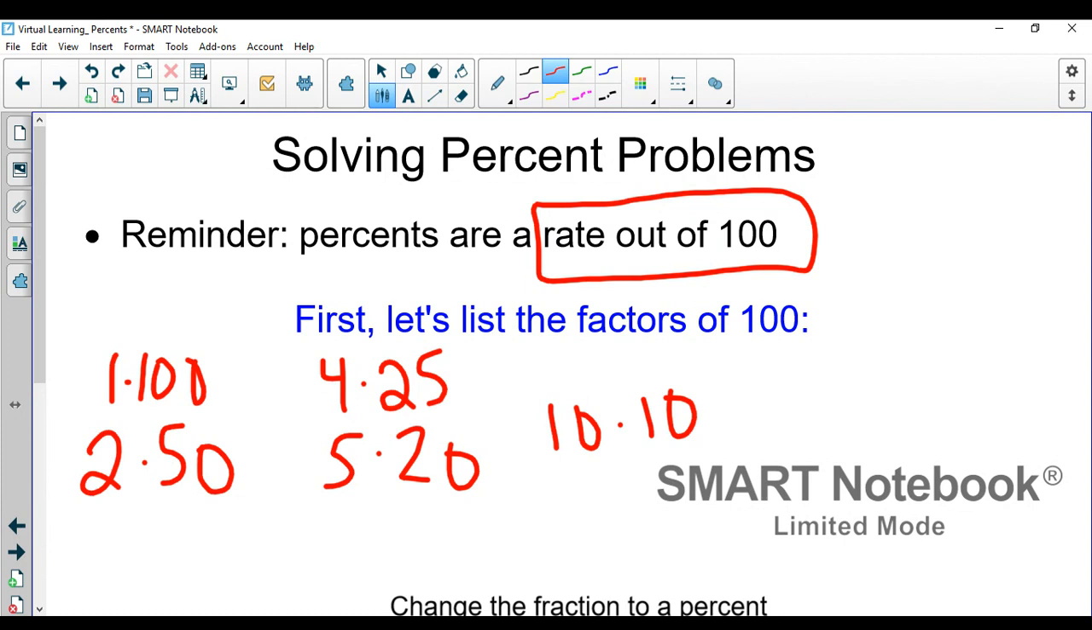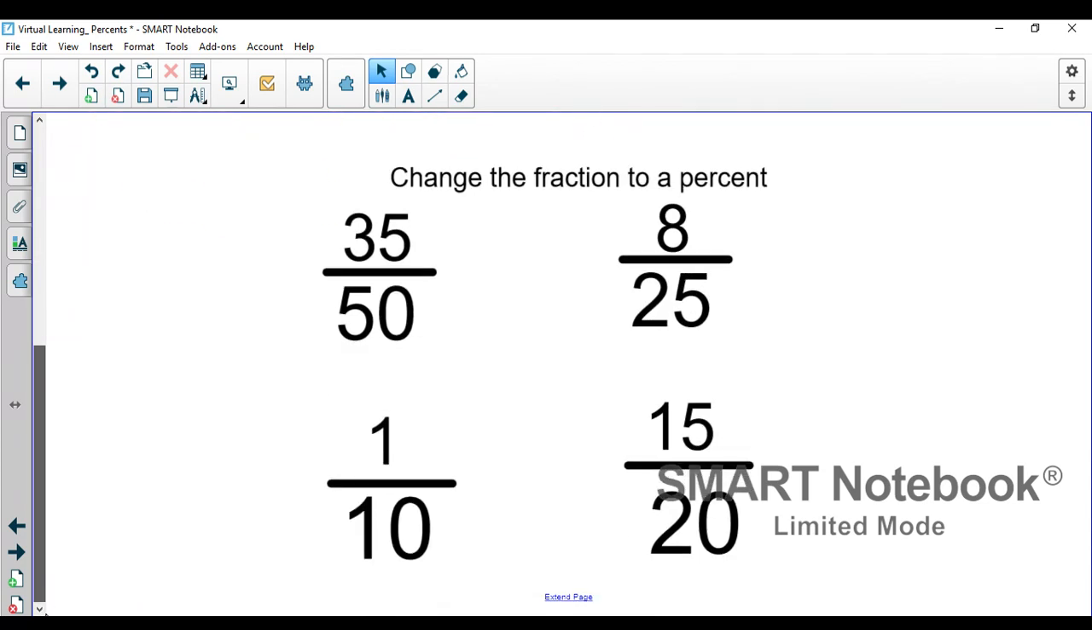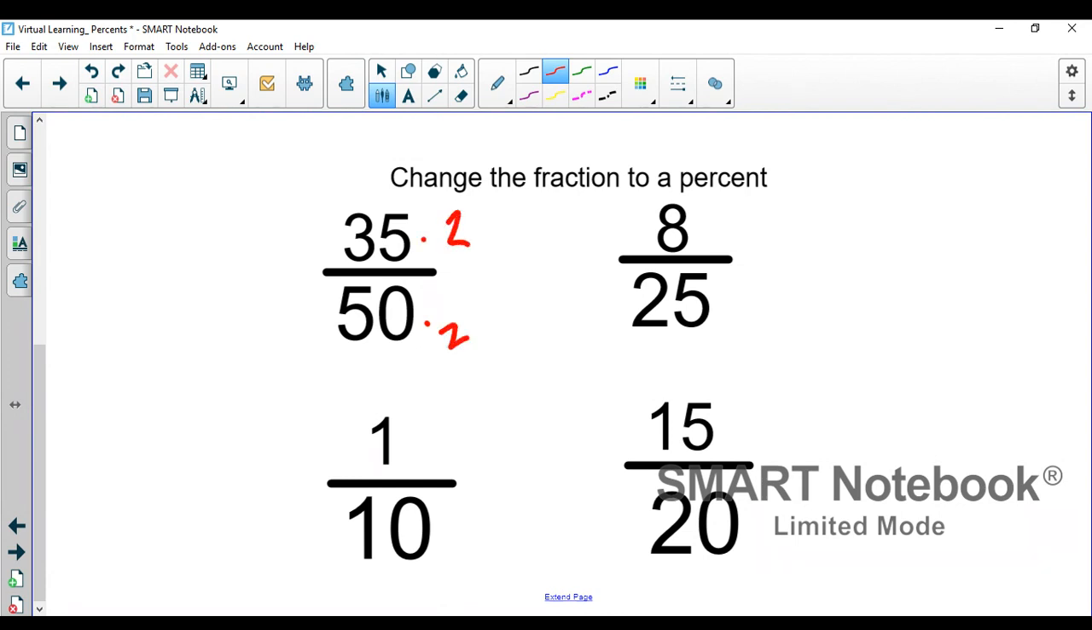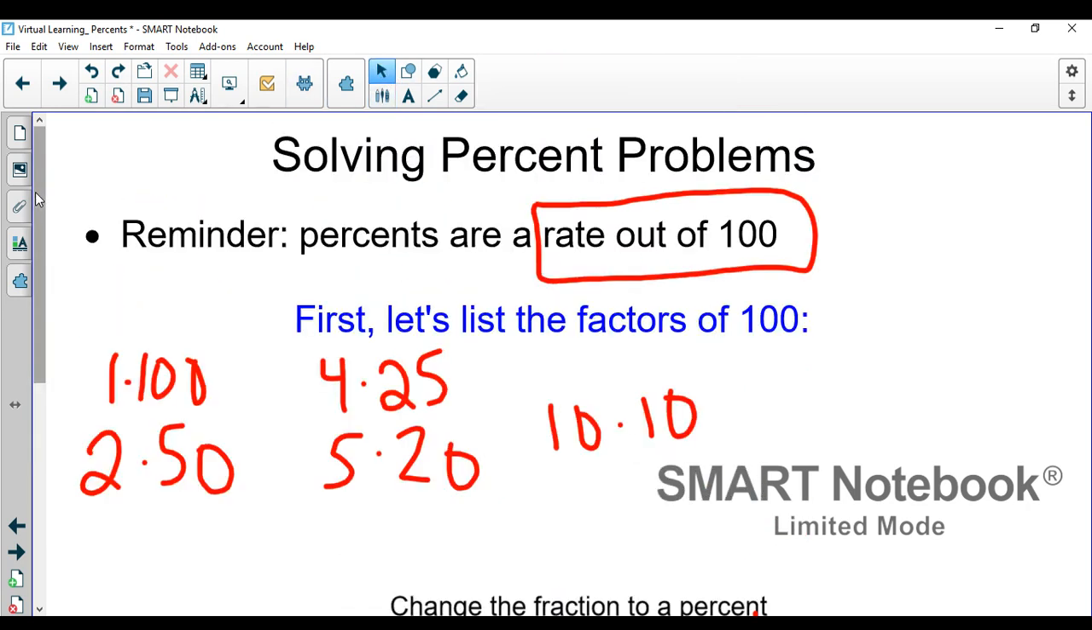Knowing these factors of 100 will definitely make problem solving a lot easier, because if there are any denominators that are one of these factors, it's really easy then to make it into a percent. Like 50 times 2 is 100. So 35 times 2 will give you 75 over 100, 75%. 25 times 4 gives you 100, so 8 times 4 will give you the percent, and so on with all of the factors. So having that list of factors handy is going to make this a lot easier for you as we get into the problem solving.